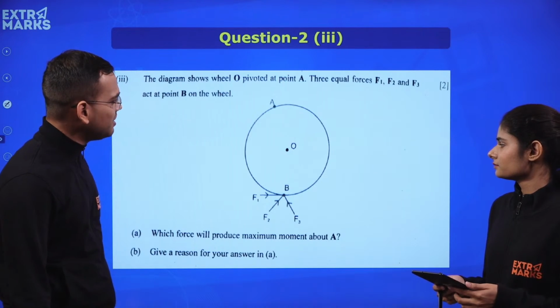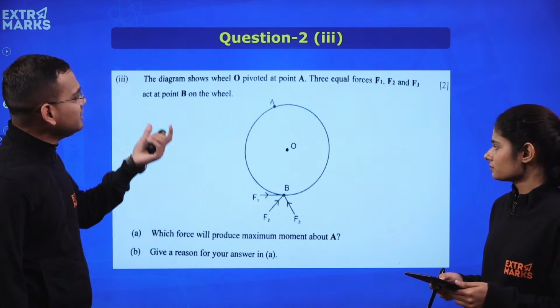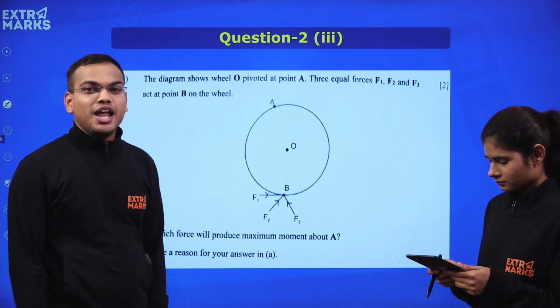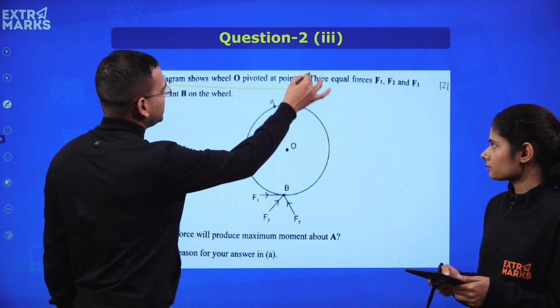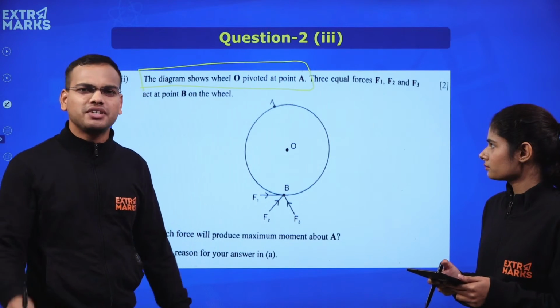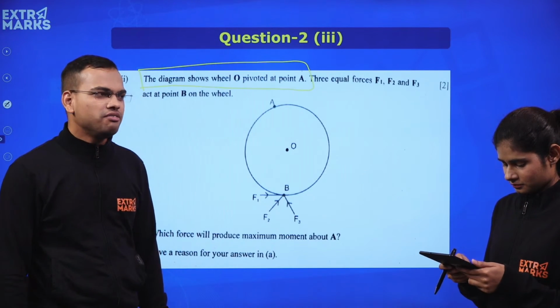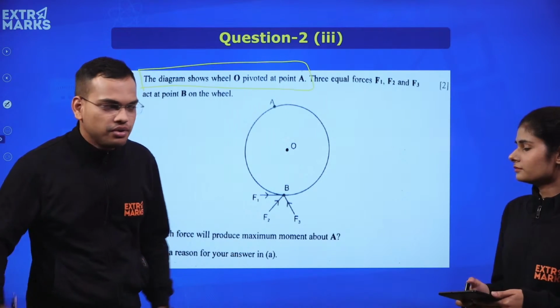It feels like some kind of ride, but it is definitely not that. The diagram shows wheel O pivoted at point A. Most of the students have made a mistake mostly in the first statement, because they are in a hurry and under exam pressure, trying to finish the paper faster. But even then you have to keep calm, okay?